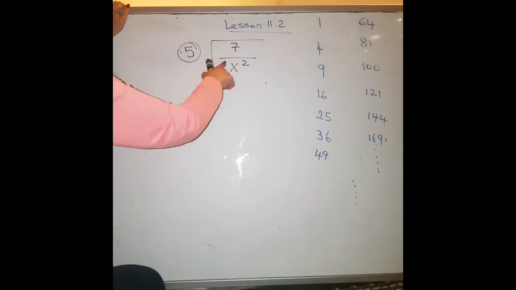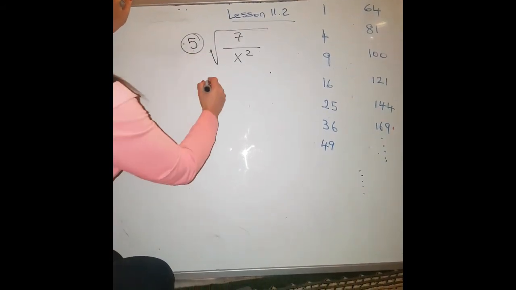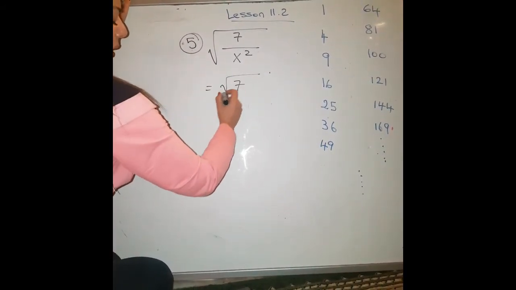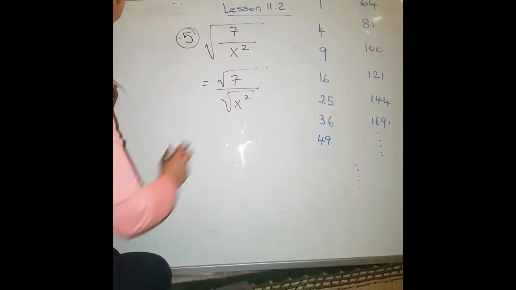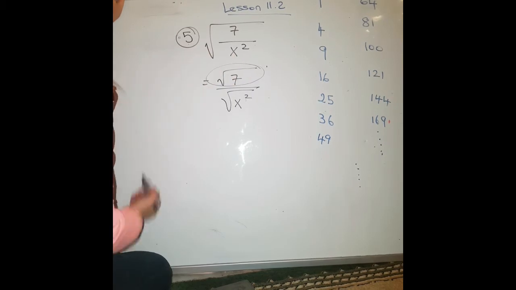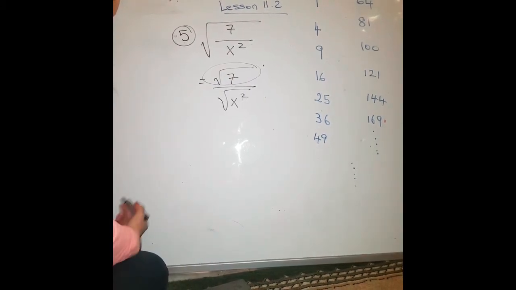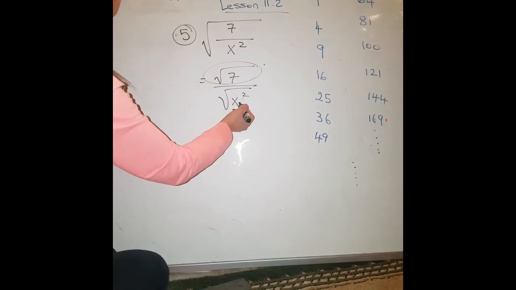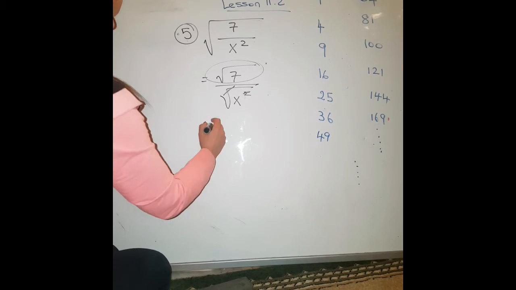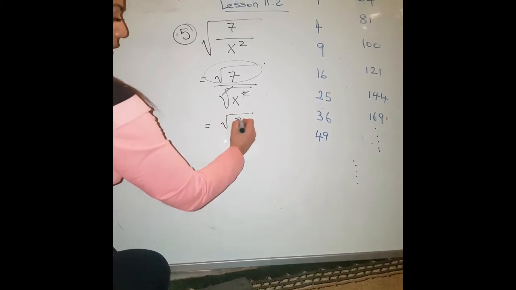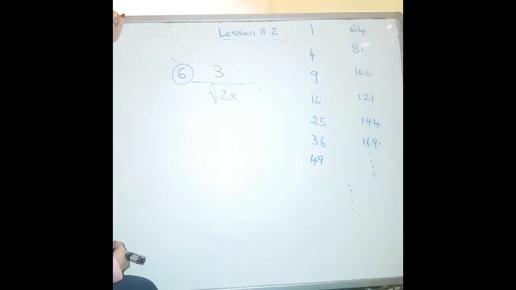A radical 7 over x to the second power. Again, it's a fraction. I have to split it up. It's actually a radical 7 over a radical x to the second power. Can I open up a radical 7? Can I find perfect squares in it? Can I simplify it? No, I can't. It's prime. Can I radicalize x to the second? Yes. The square goes with the radical. So my answer is radical 7 over x. And that's my final answer.